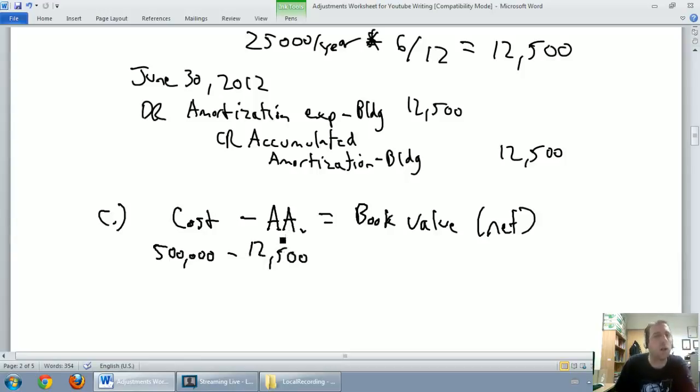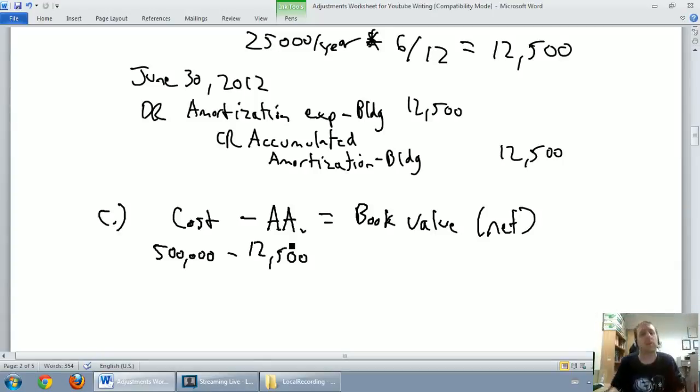It's called a contra asset account because it always gets subtracted from assets. So our building is on the books for $500,000. Accumulated amortization on our building, $12,500, will always be subtracted from that. They just always go together like peanut butter and jelly. The asset and its accumulated amortization account stick together, and you just have an asset and it's always minus accumulated amortization.